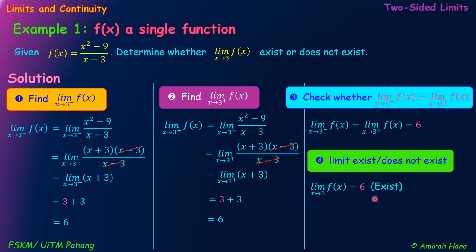We need to write this word. And then look at the syntax here. From here we have 3 from the left, and here 3 from the right. But when we conclude whether the limit exists or does not exist, we just put 3 here, with no right or left symbol. Got it?